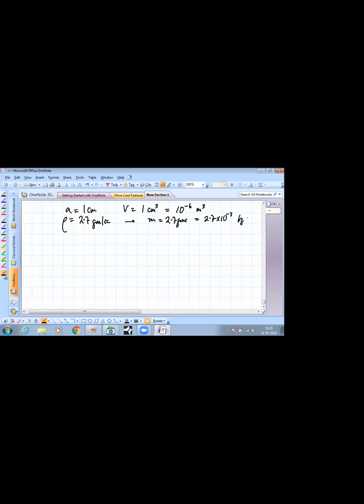And also given to us is that the molar mass of aluminium is 23 grams per mole. So we have the number of moles here as 2.7 by 23. So we have a fractional amount of moles in it. Okay.